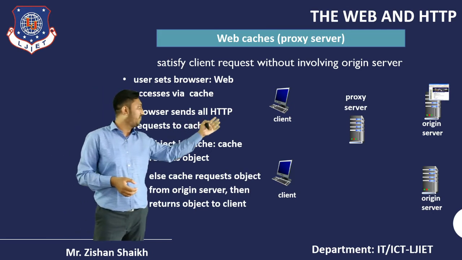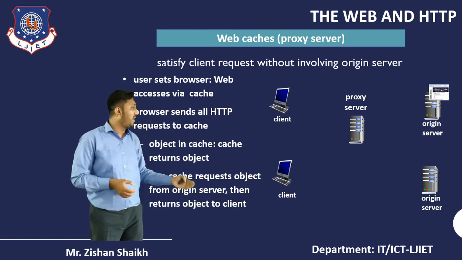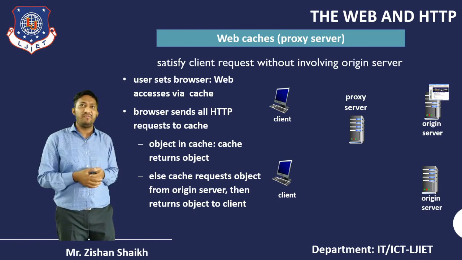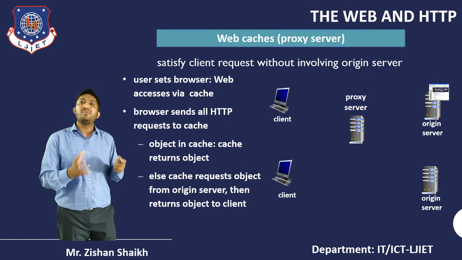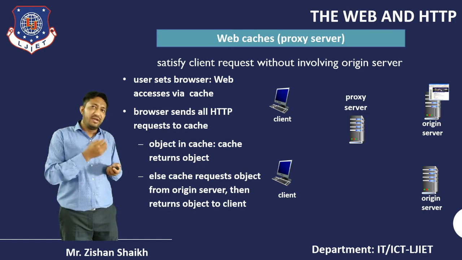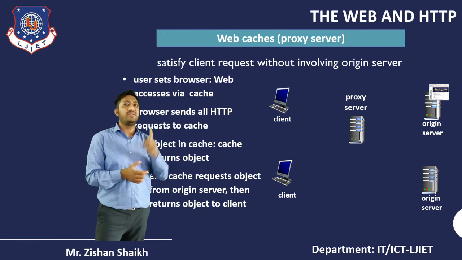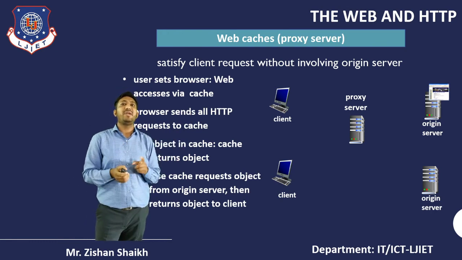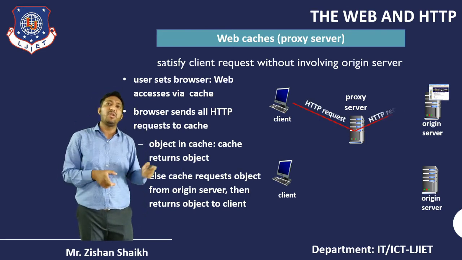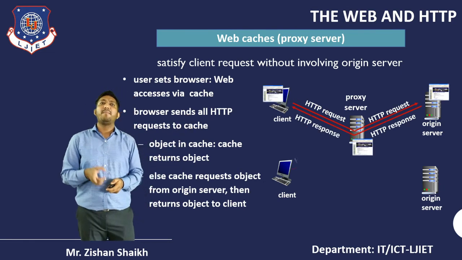So let's understand this scenario with the help of this image. There are a number of clients, and a number of servers, that is, original servers. In between, my proxy server is available. So the user's browser is doing web access via cache memory. The browser sends an HTTP request to our cache server. If the object is in the cache, it returns the object from cache memory; else the cache requests the object from the original server. So if our data is not found in the cache memory, then our request goes to the original server. This is how the task is performed by the proxy server.